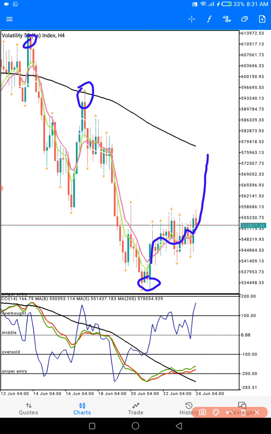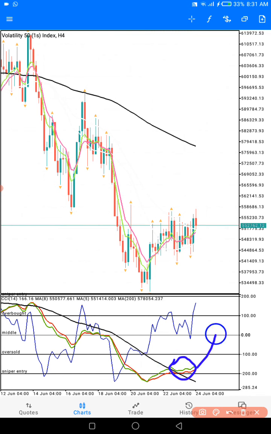Look at my moving averages in this direction on my indicator window. One is trying to push upward, and my CCI is already pointing upward. It's moving upward. So watch out for a buying trend on VIX 51s. For those of us who like trading on the high volatility, watch out for VIX 51s.